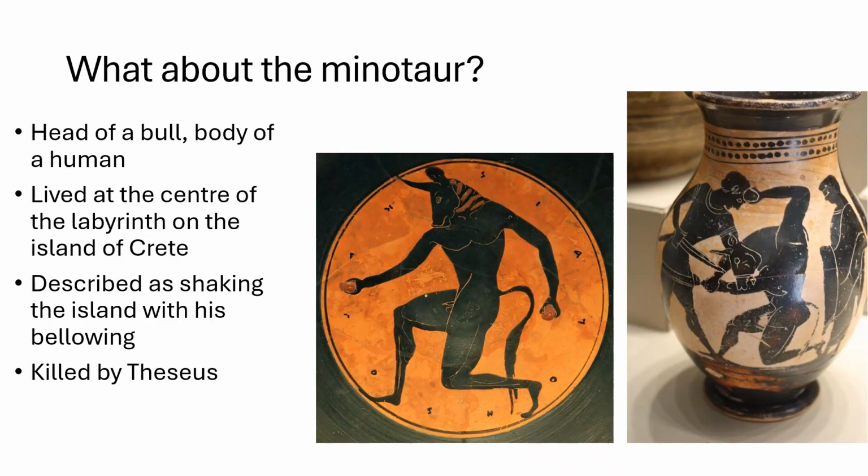The last example we'll look at is the Minotaur. So the Minotaur was described as having the head of a bull and the body of a human. And we can see a Greek vase with the Minotaur here. And this is another piece of Greek pottery showing it here. And the story was that it lived at the center of the labyrinth on the island of Crete, and it would shake the island with its bellowing, and that the Minotaur was killed by Theseus after he used a ball of string to find his way through the labyrinth.